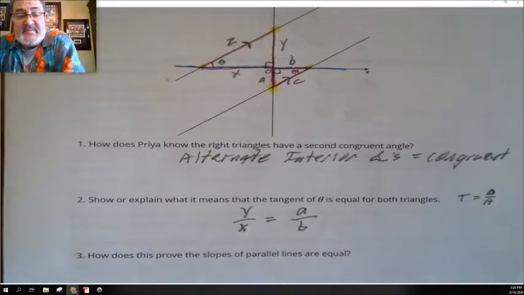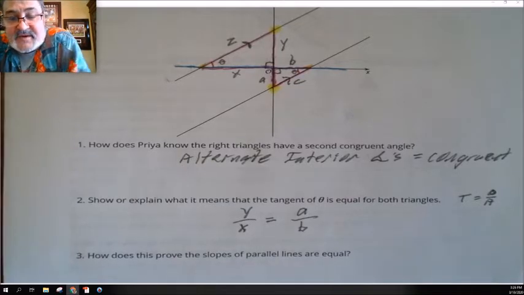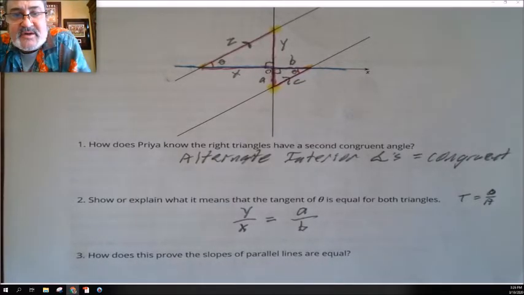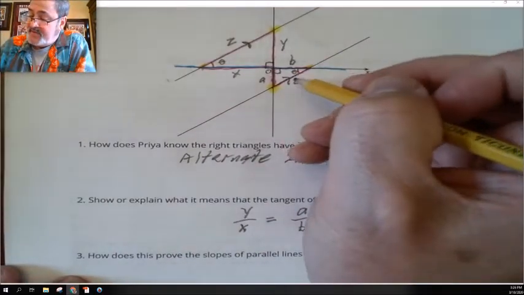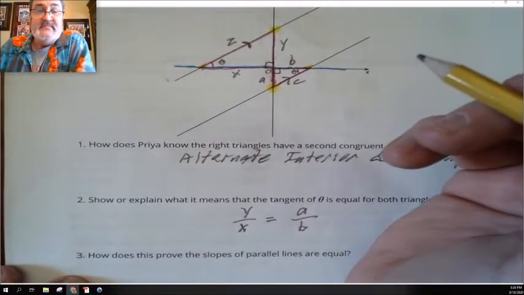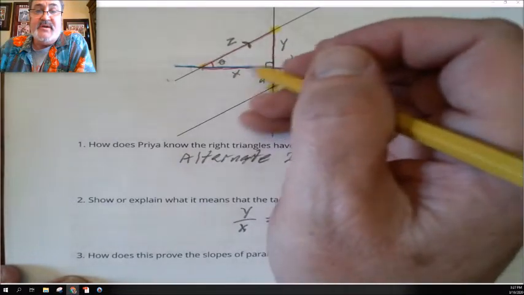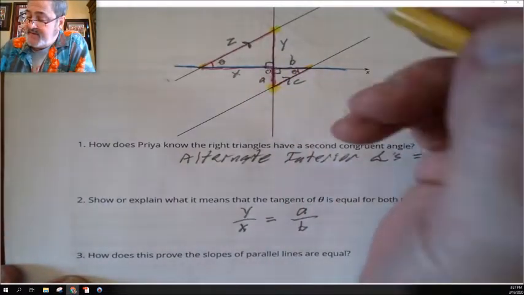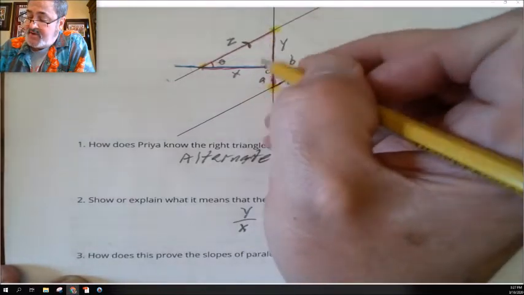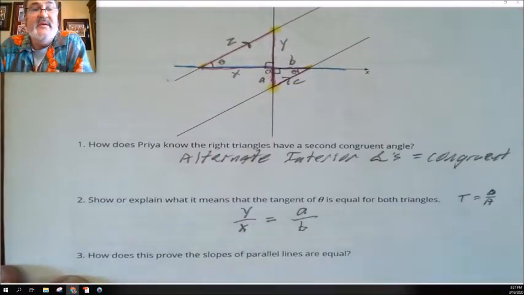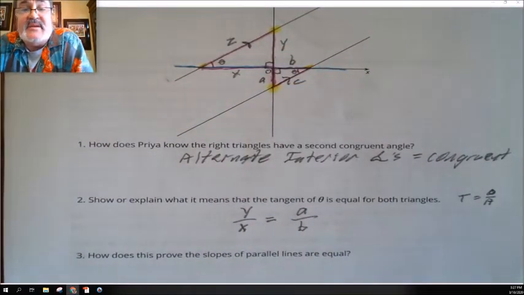How do we know they're parallel? The slopes of the parallel lines. How do we know the slopes are equal to one another? Well, if those are both equal to one another, then that proves that these are the same ratio. We know these have two angles that are similar in both of them.